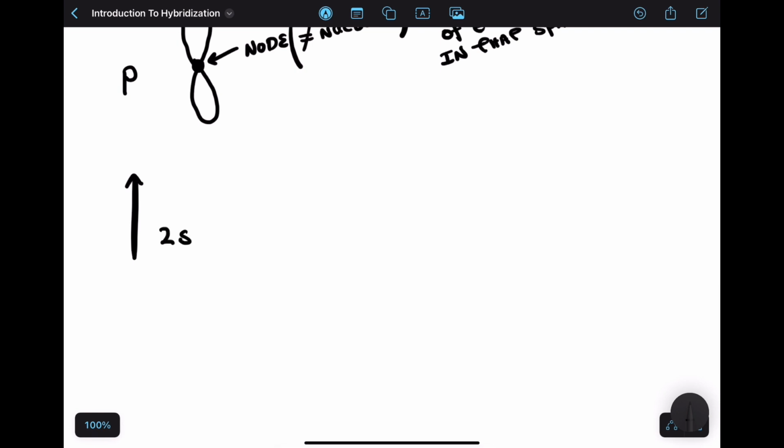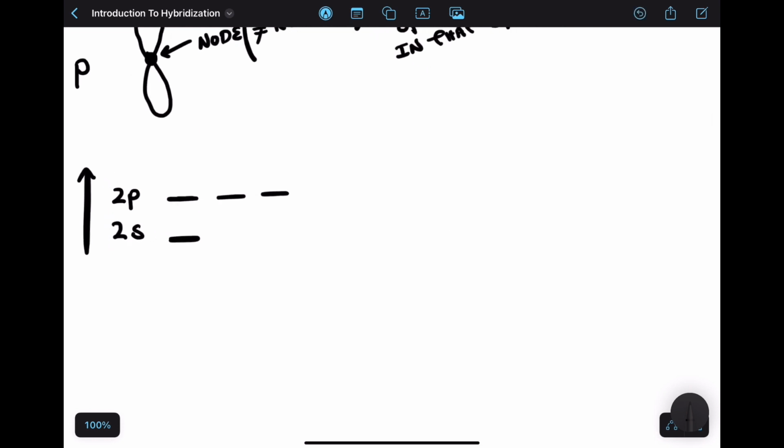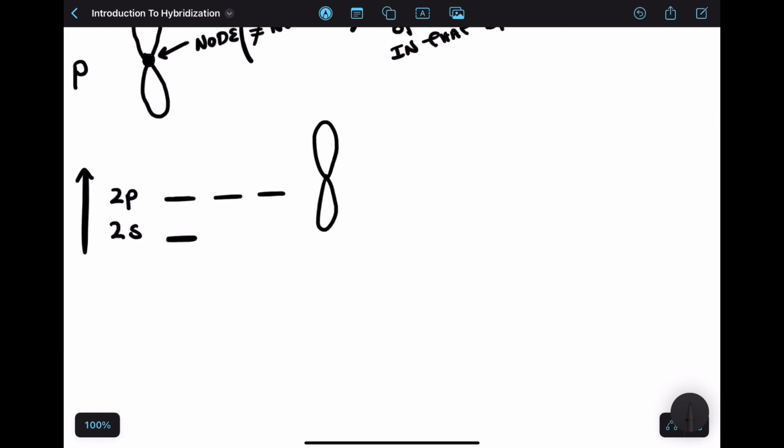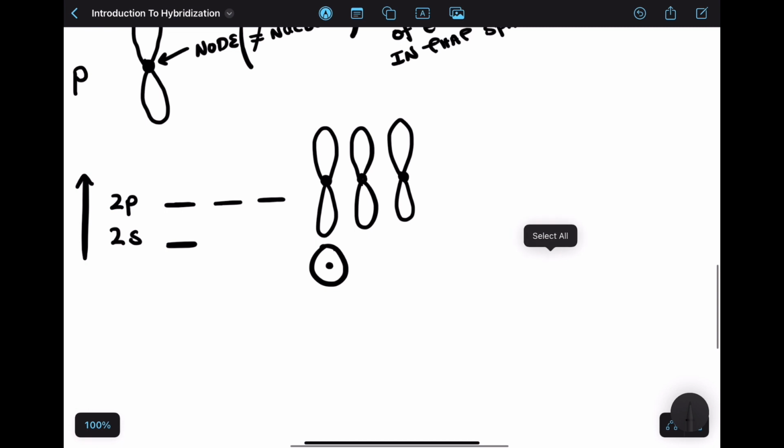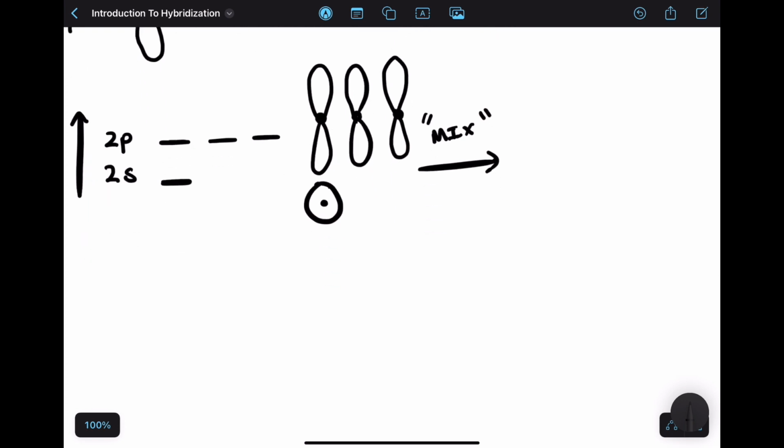So let me redraw. We have 2s and 2p, the 1s orbital and 3p orbitals. What we're going to do, actually, I'll draw these out. And then we have our s orbital there, right? So these orbitals, what we're going to do is take them and mix them. Imagine mixing something in a blender. And so this is the process of hybridization.